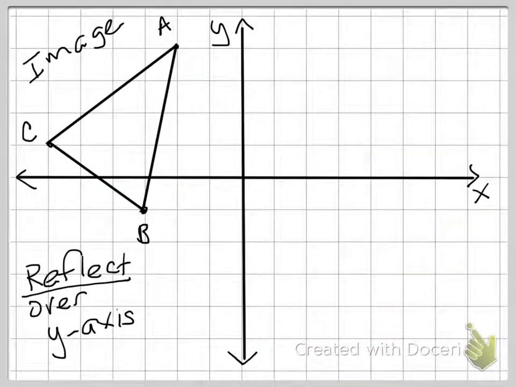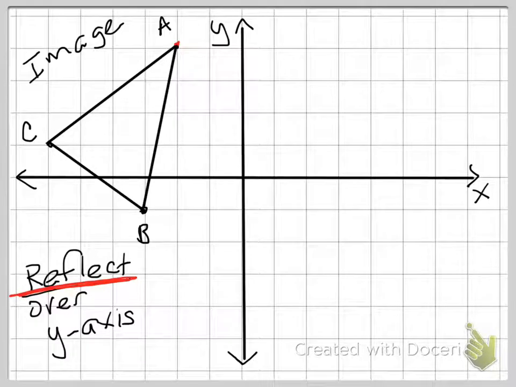Alright, our second transformation that we went over was reflection. So we went over only the basics of reflections, which was reflecting over the x and y axis. In this particular example, we're going to reflect this triangle over the y axis. So that means we're going to find every vertex A, B, and C and reflect it over the y-axis.